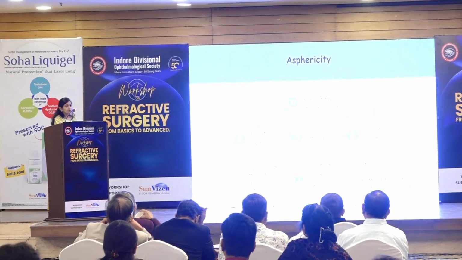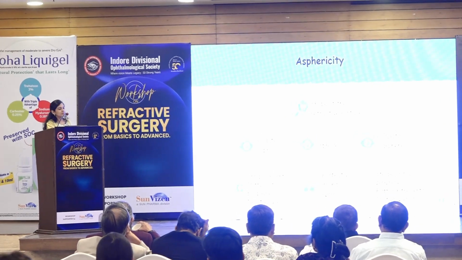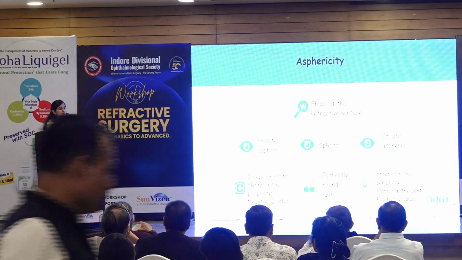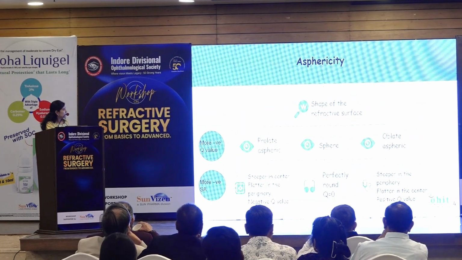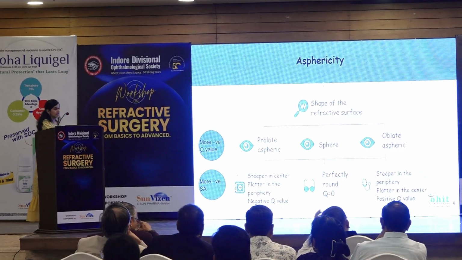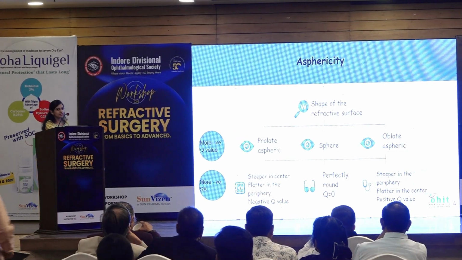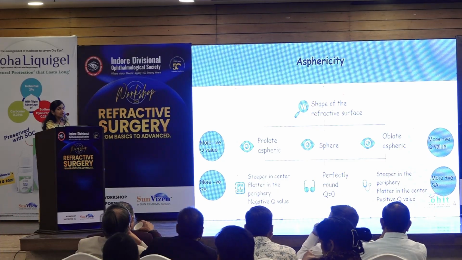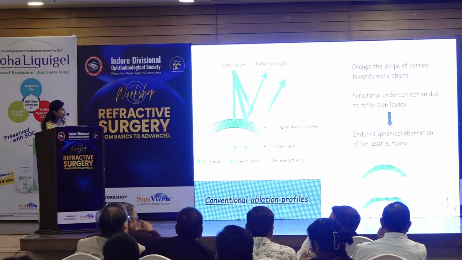Before studying the different ablation profiles, we should know what is sphericity of the cornea. It actually determines the shape of the refractive surface. After we do a hyperopic LASIK, we are changing the Q value to more negative and inducing more spherical aberrations in the eye. And after we do a myopic LASIK, we are making the Q value positive and inducing more positive spherical aberrations in the eye.